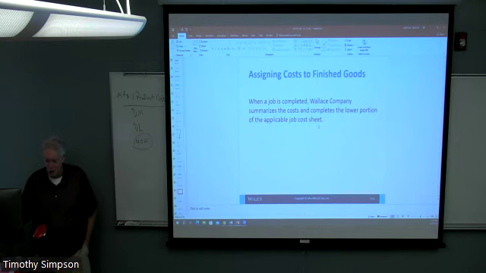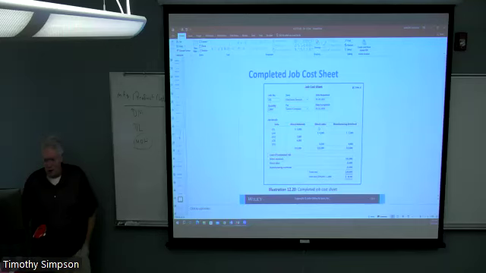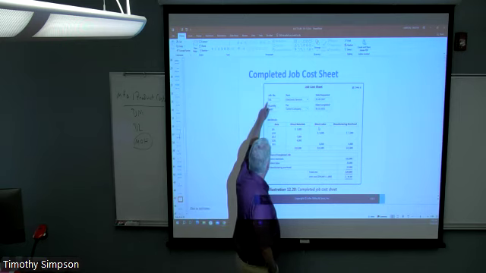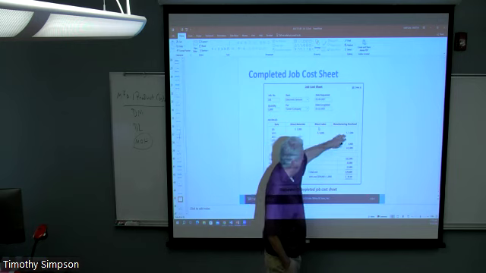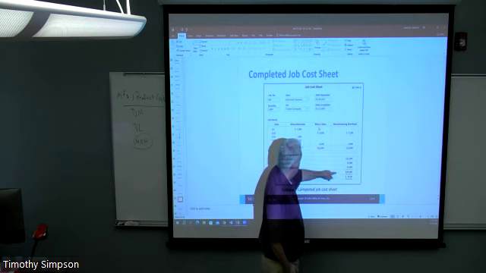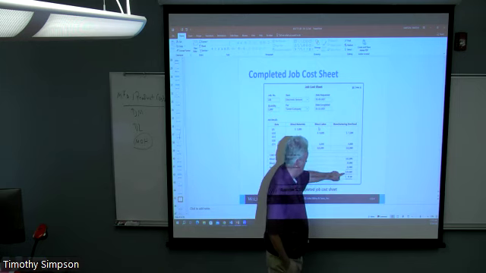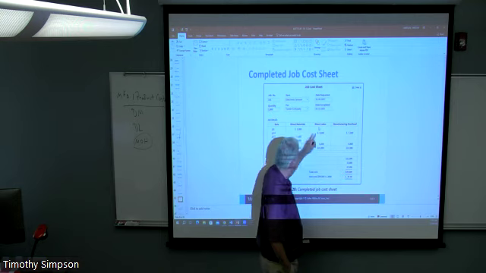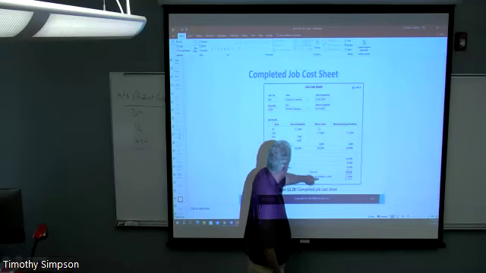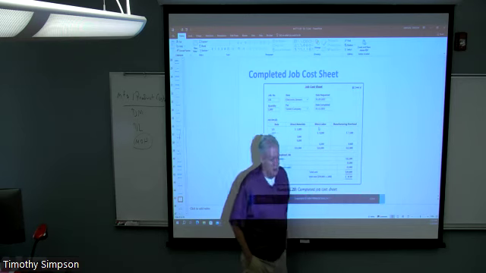But again, just to recap here, when a job is completed, it summarizes the cost, it completes the lower portion of the applicable job cost sheet. That was the totals there, okay? So as an example here, now we've got all these costs together for job 101, whatever it is, okay? They have all these costs incurred, direct materials, direct labor, and manufacturing overhead assigned to that particular job. So as this good is now nearing completion, we've got a total cost of production of $39,000. And the number of units was 1,000 units, so 39,000 divided by 1,000 is $39 per unit.